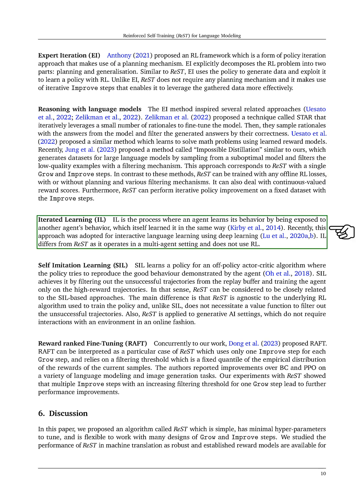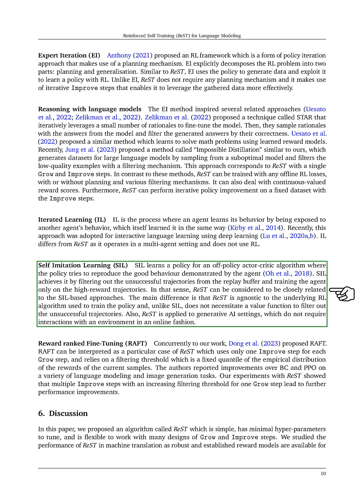Iterated learning, IL, is a process where an agent learns its behavior by observing another agent's behavior. This approach has been used for interactive language learning using deep learning. However, IL differs from ReST as it operates in a multi-agent setting and doesn't use RL.